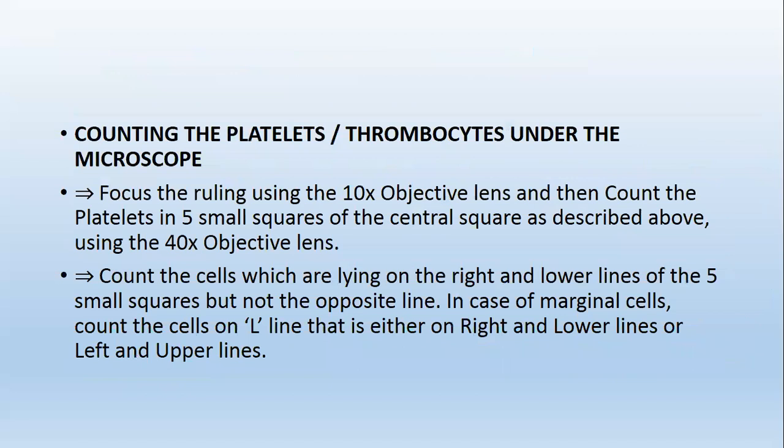Counting the platelets under the microscope. Focus the ruling using the 10x objective lens and then count the platelets in 5 small squares of the central square as described, using the 40x objective lens. Count the cells which are lying on the right and lower line of the 5 small squares but not the opposite line. In case of marginal cells, count the cells on the L line, that is either on the right and lower line or left and upper line.